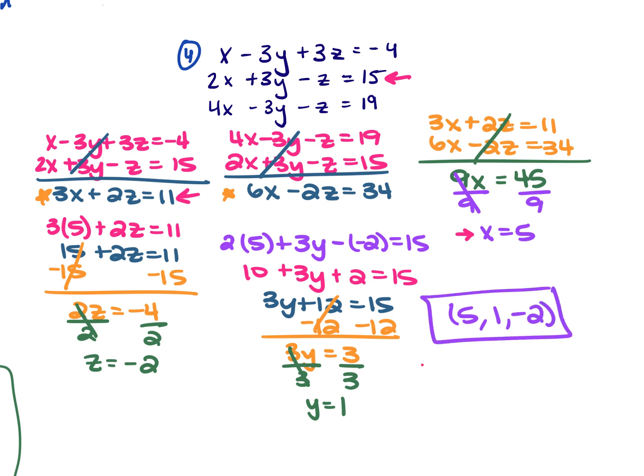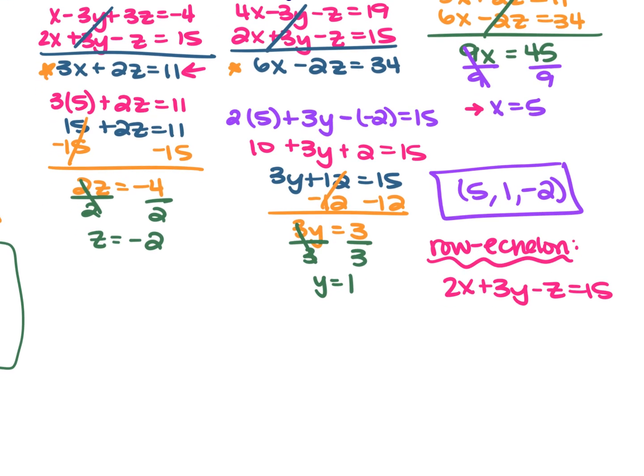For your row echelon, you had the 2x plus 3y minus z is equal to 15 that you used. You also had the 3x plus 2z is equal to 11, and x is equal to 5.